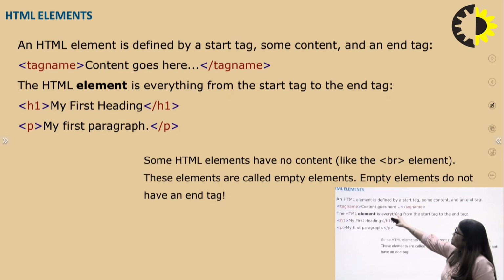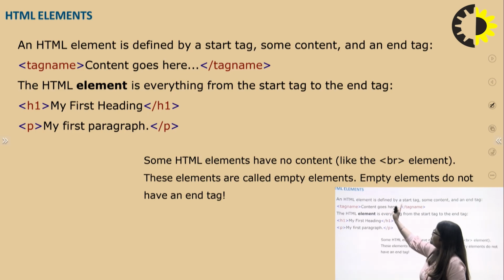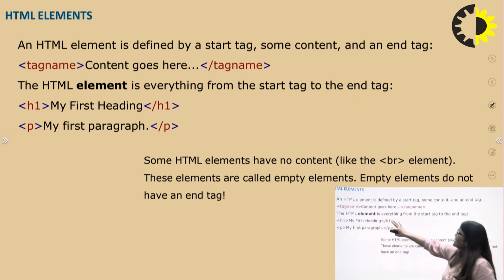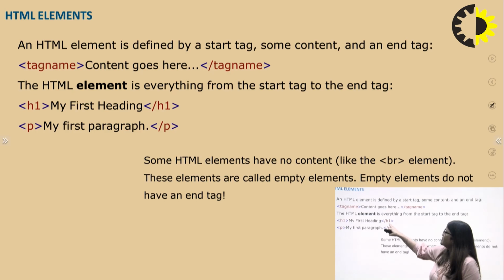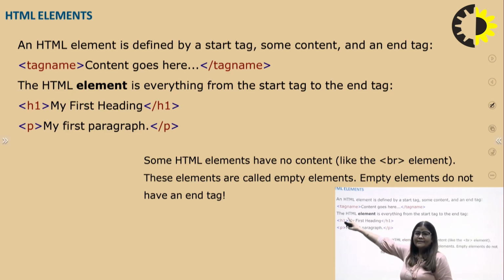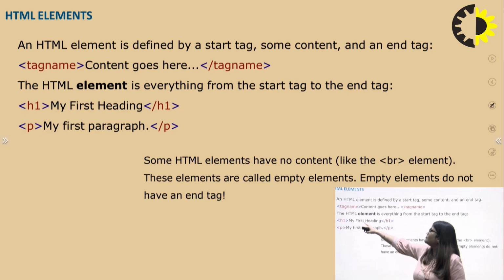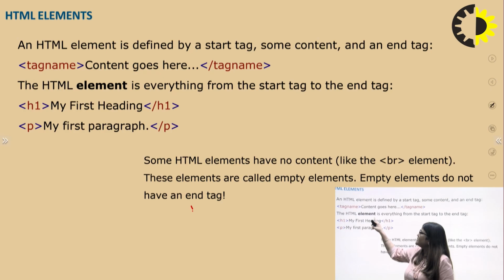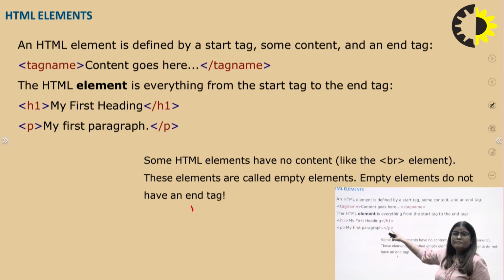Whatever you write, you write between these two tags, and all the tags that we write in an HTML page are called elements. So the HTML element is everything from the start tag to the end tag. Now here we have used the heading tag h1, and we have closed this with the closing tag. This is heading 1, my first heading, and the second one is the paragraph. This tag is for a paragraph, and it has started with p and been closed by p.